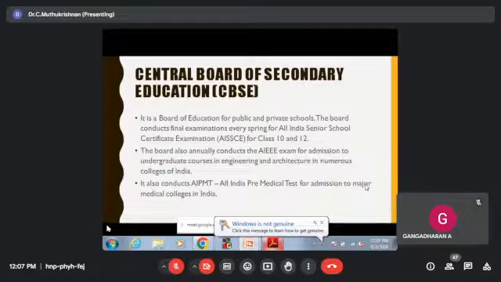So if you want to get admission to JIPMER college, you have to crack this pre-medical examination. JIPMER is located in the Pondicherry region. CBSE conducts this examination. It means the All India Pre-Medical Test for admission to major medical colleges in India.